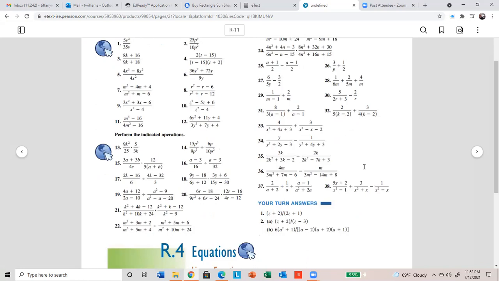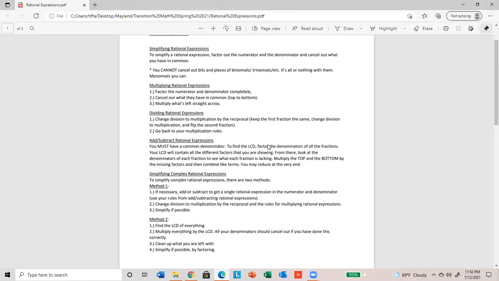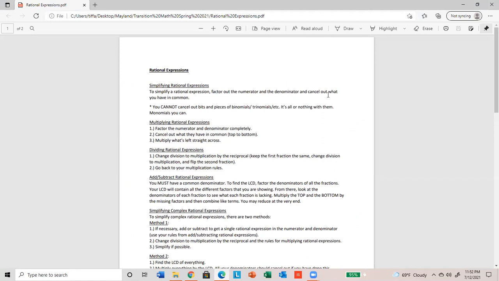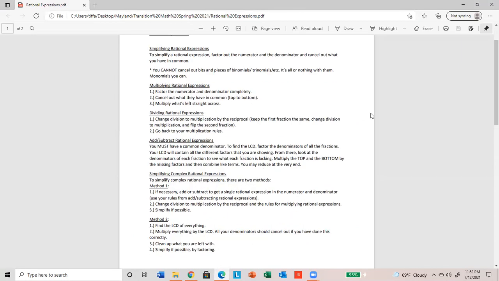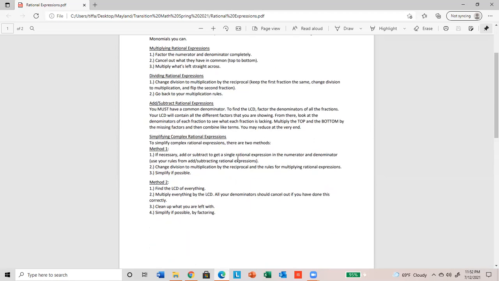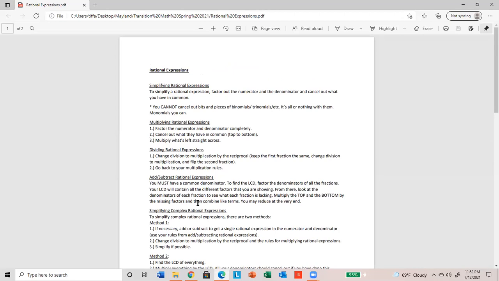Now, again, I do have some notes posted for you on our Moodle page. So here's everything you need to know about rational expressions. It tells you how to simplify, how to multiply, divide, add, subtract, and then how to simplify complex rational expressions. I don't think we see any of those in our homework, so don't worry too much about that last little bit there, but it's there if you need it. So instead of me going through all of these, I'm just going to jump right into the problems so that we can look at them.